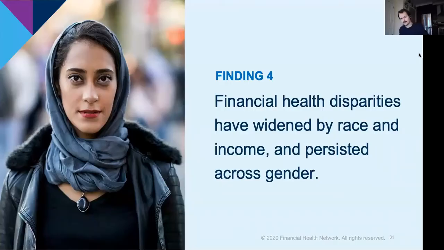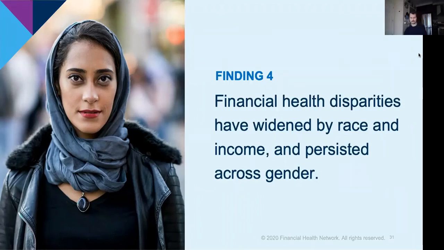Our final finding looks beyond the COVID-19 pandemic at financial health generally. And we see that in part due to the COVID-19 pandemic, financial health disparities have widened by race and income and persisted across gender.